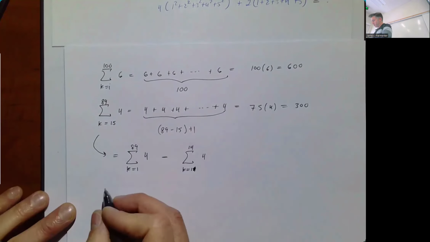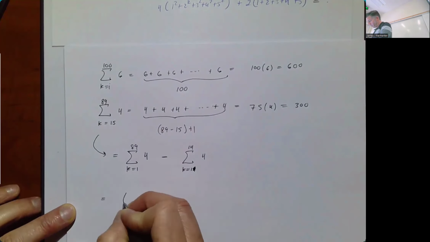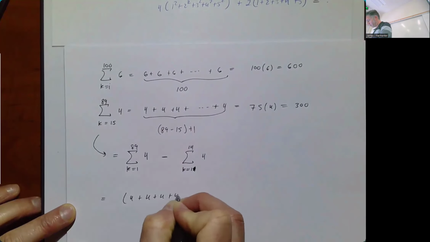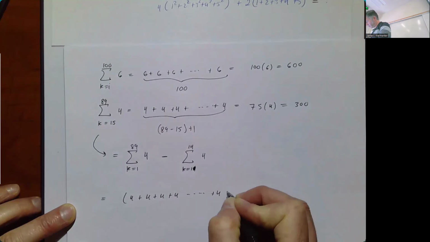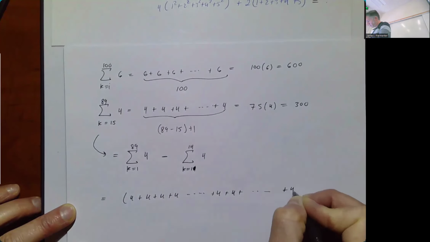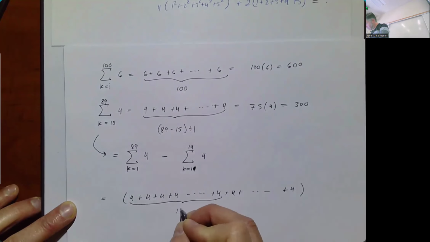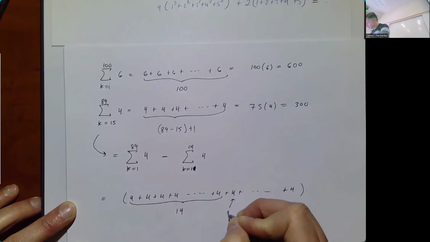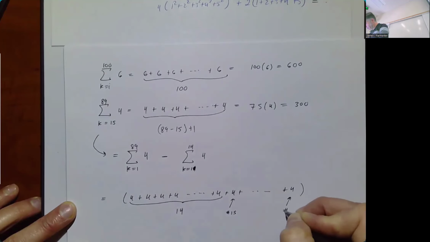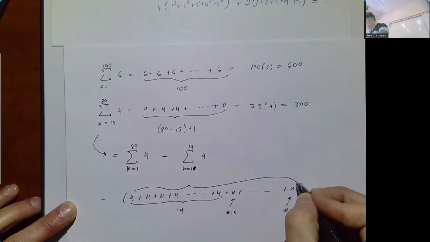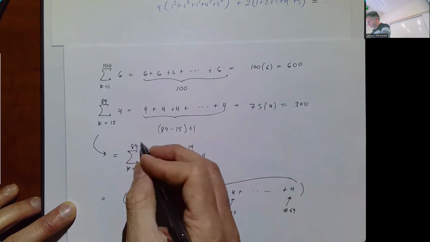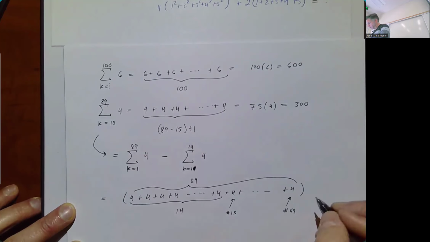Let me write it out a little bit more terribly here. This is going to be 4 plus 4 plus 4 plus 4 plus 4 plus 4 plus 4. This is going to be 89 times. So here's the first 14. Here's number 15. Here's number 89. So here's all 89 4s I get from this first part here. And then I'm going to subtract off these first 14. So I'm really only doing the 15 through 89, which I wanted to write in a different way. I wanted to write minus the first 14 4s.